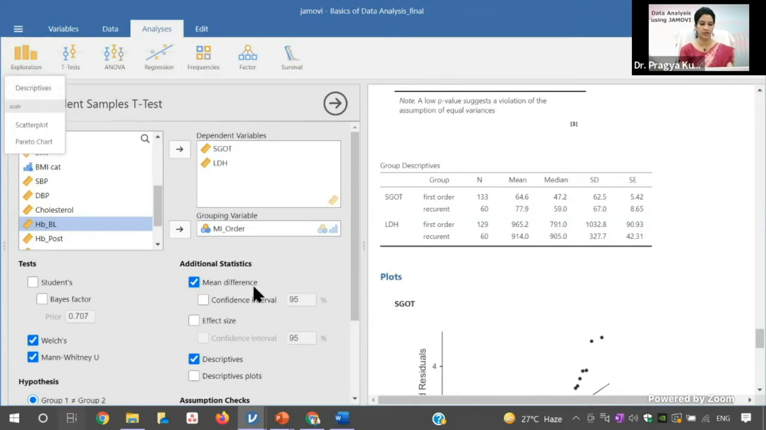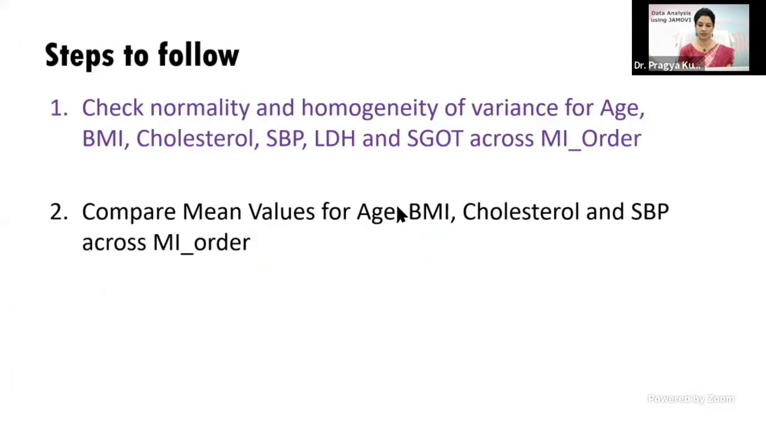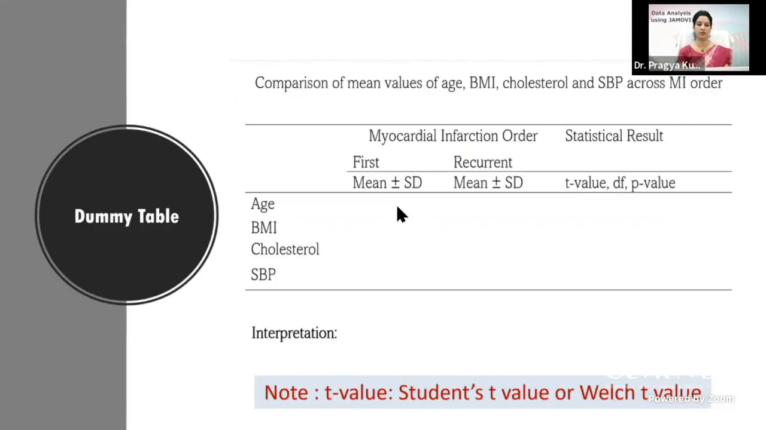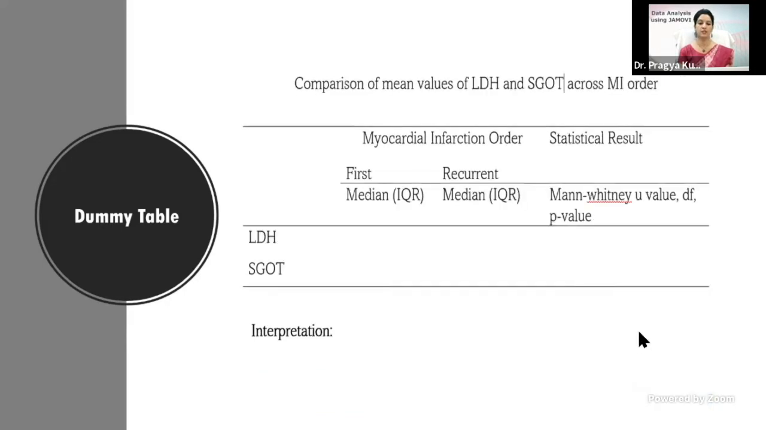And after this, this is the dummy table for the mean value of BMI, cholesterol, age, and SBP. And you can see this is the first and recurrent order MI along with standard deviation. You have to enter the result and write the interpretation. And one point which we have already made clear, that if the homogeneity of variance assumption is not met, then you should use the Welch T statistics rather than student T statistics.